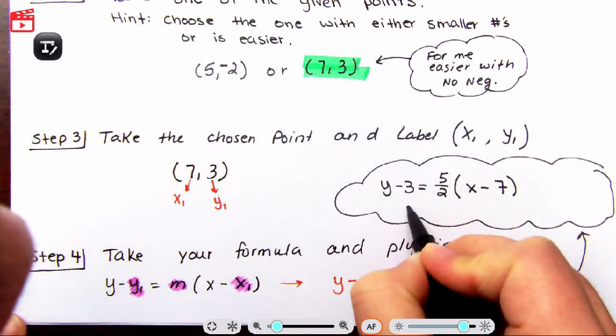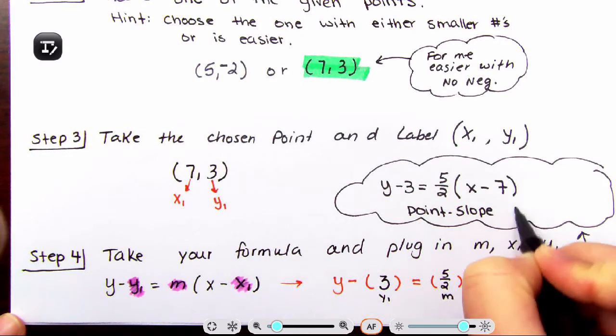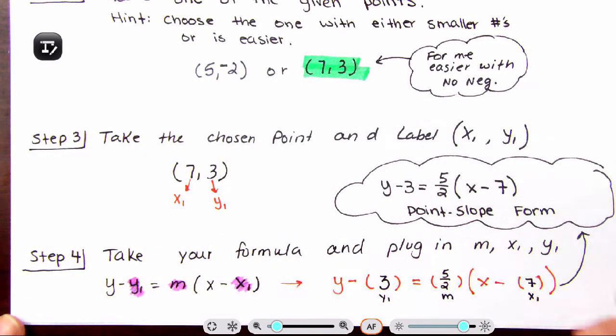Now this is in point slope form. Sometimes your teacher is going to have you take the point slope form and change it to slope intercept form. We can do that. But here, we're just focused on writing point slope form. Let's do one more example.